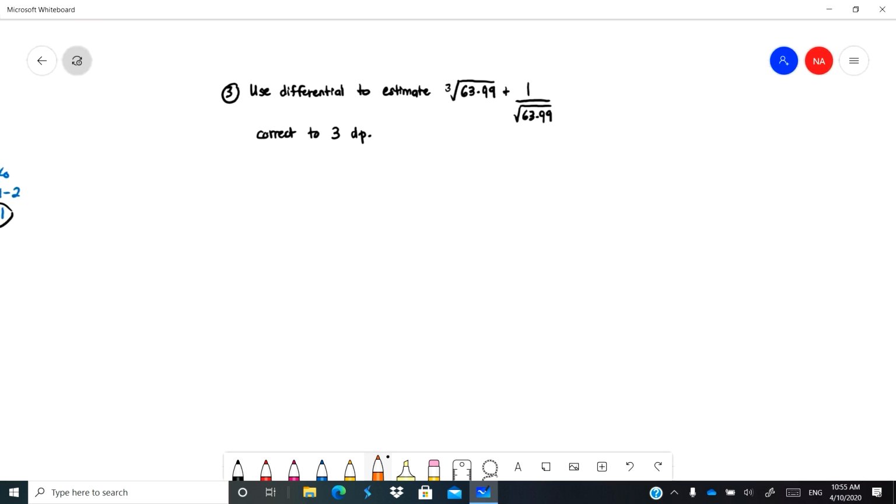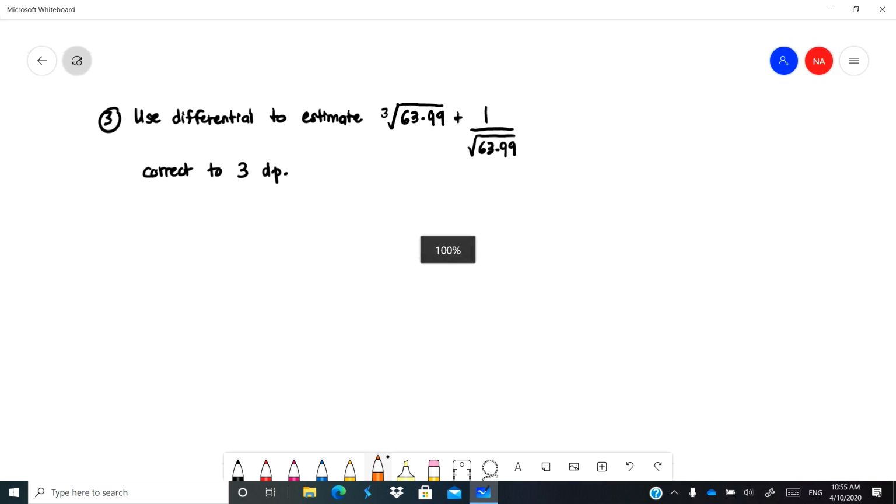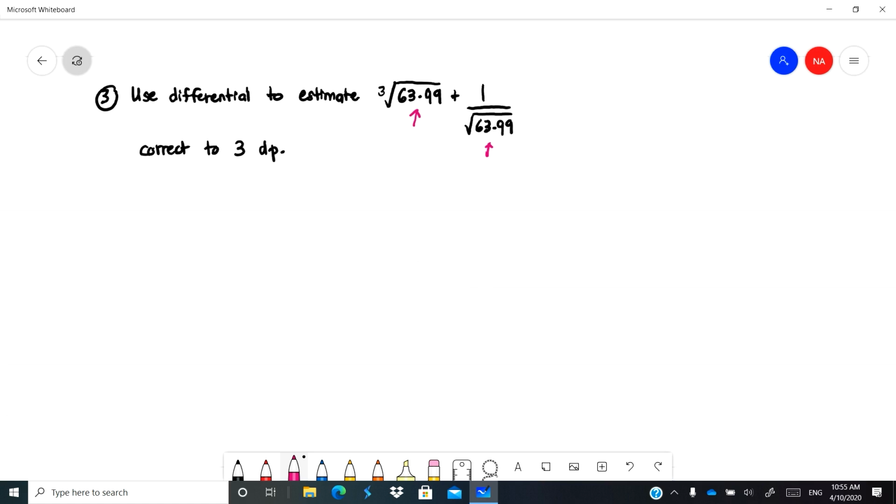All right, let's move to question number 3. Use differentials to estimate this. All right, so what is the nearest number here is actually 64, because if we take the cube root of 64, we'll get 4, and the square root of 64 will get 8, right, in this case. So first step, determine what is f(x).